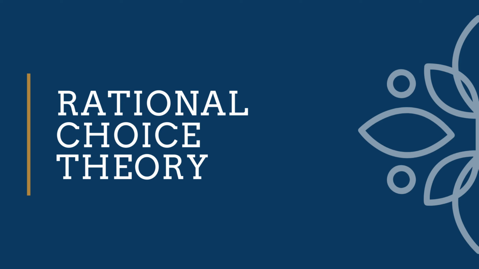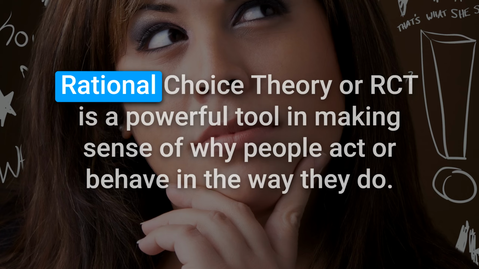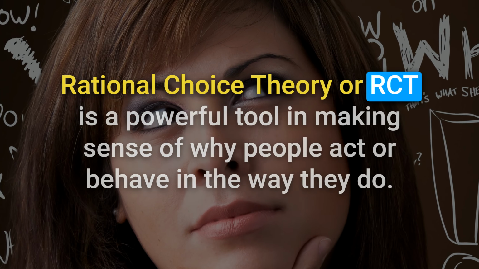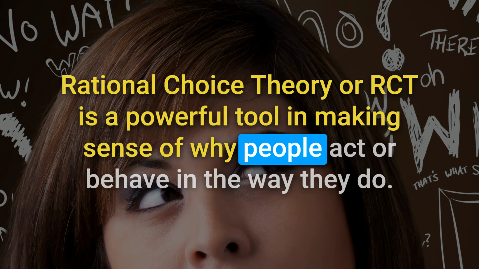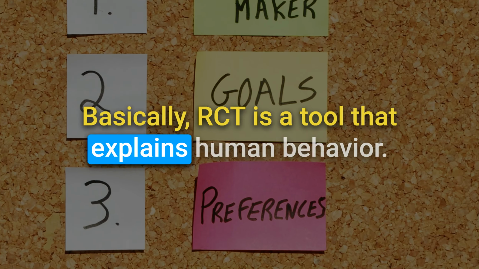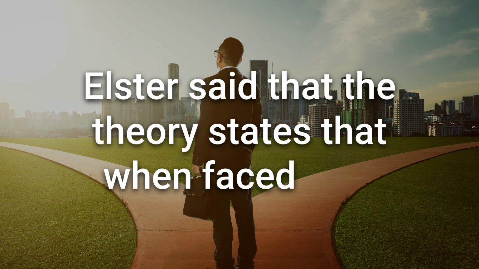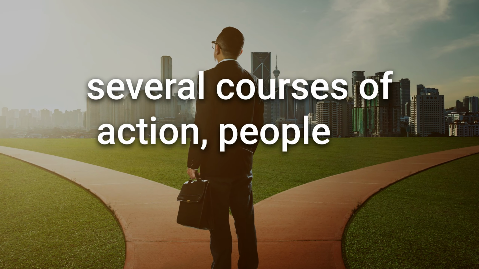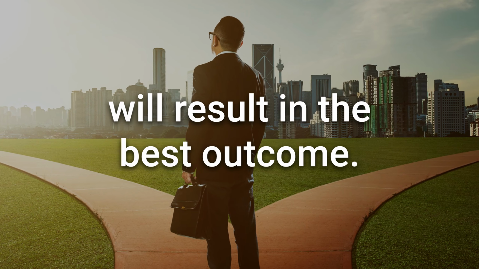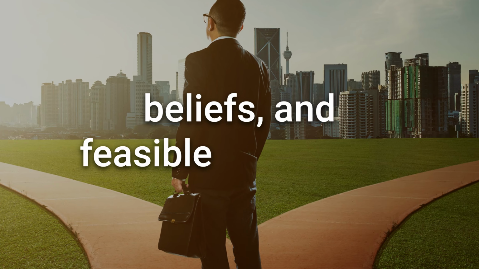Rational choice theory. Have you ever wondered why people make certain choices and behave in certain ways? The answer to that question can be found in rational choice theory. Rational choice theory, or RCT, is a powerful tool in making sense of why people act or behave the way they do. Basically, RCT is a tool that explains human behavior. In his work, Elster said that the theory states that when faced with several courses of action, people do what they believe will result in the best outcome. The theory is based on the individual's preferences, beliefs, and feasible strategies.